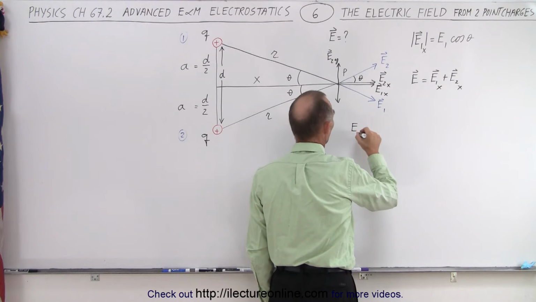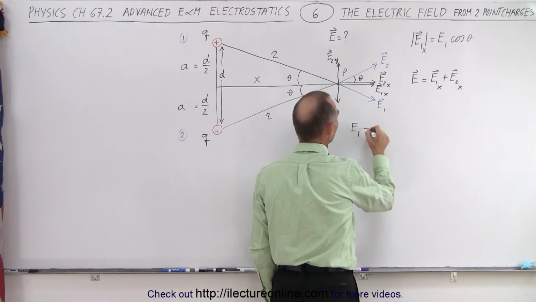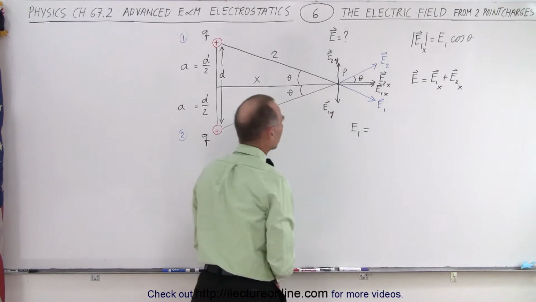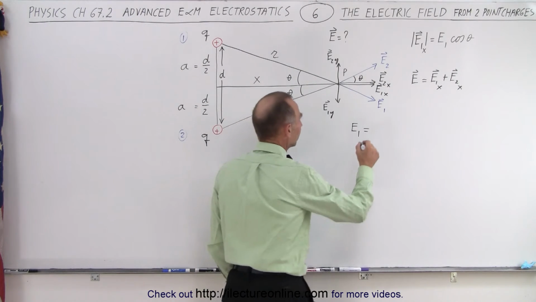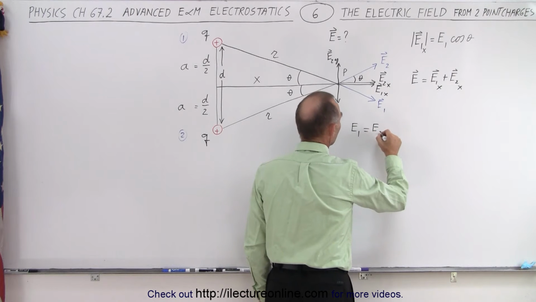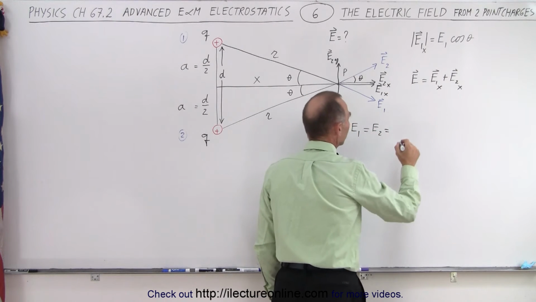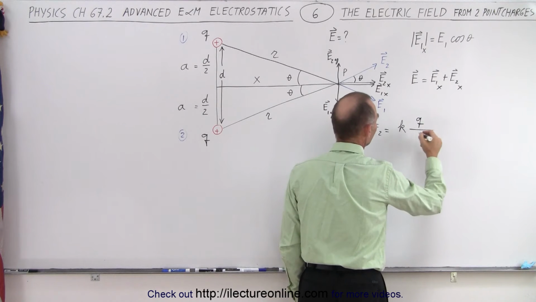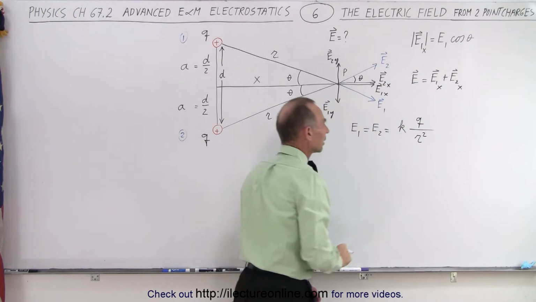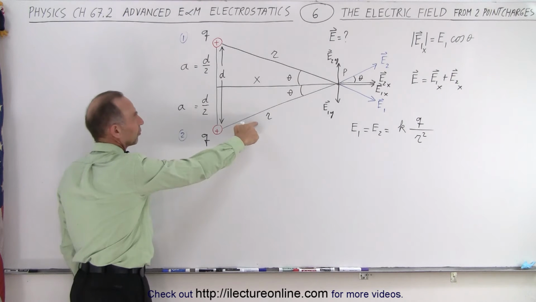So E1, we'll start with E1, is going to be equal to, and of course that's the same magnitude as E2. I might as well write it. So E1 is equal to E2, which is equal to, well, we have K times the charge Q divided by the distance squared, like this. But now what is the distance squared?